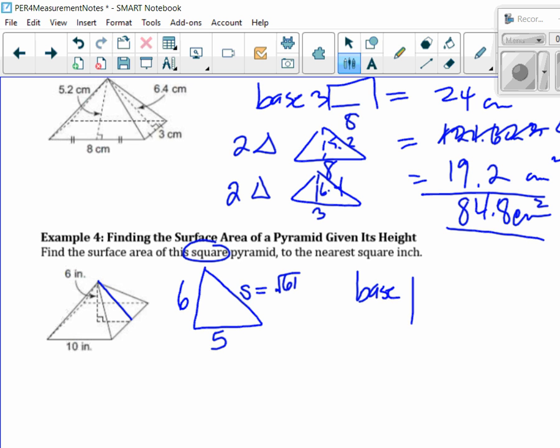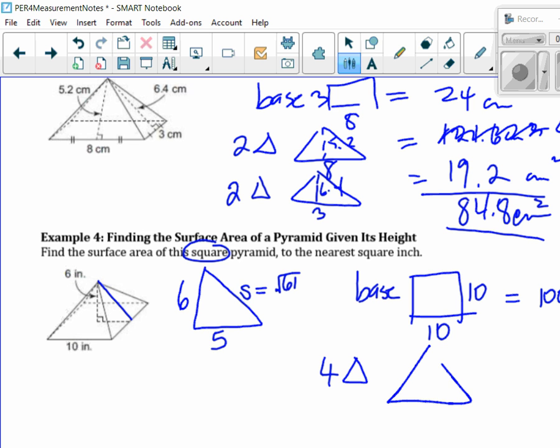Okay, so the base is a 10 by 10, so that's 100 inches squared. Then I have 4 triangles, and the triangle is a square root of 61 by a base of 10. So again, if you stored square root of 61 in your calculator, you're going to use A, right? So 10 times your alpha A, which is stored in A, or square root of 61. Divide that by 2 and then times it by 4, or you can just times it by 2, same thing. So then you get 156.2, because it's saying to the nearest square inch. So what does that mean? Yeah, 156. So then my final answer is 256 square inches.